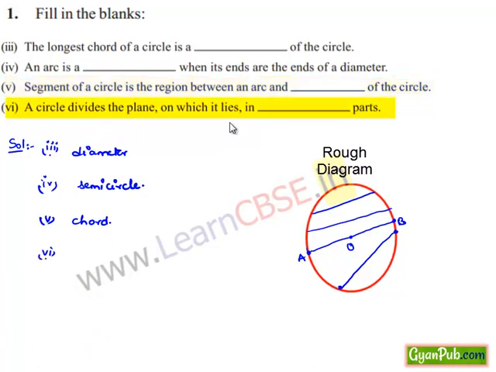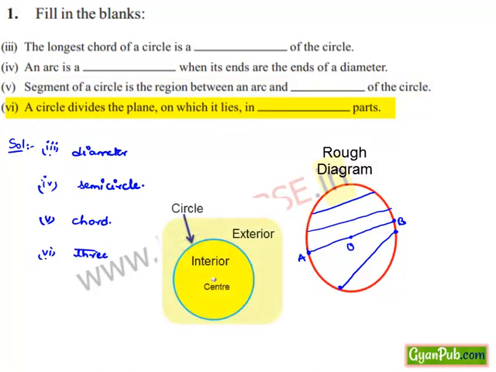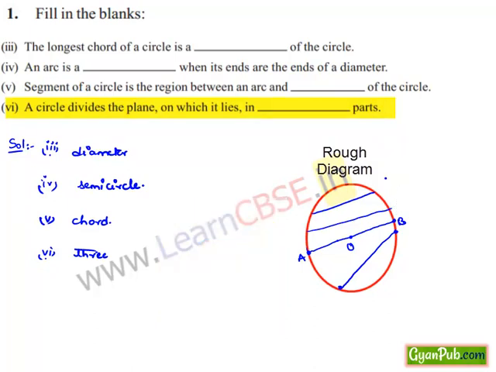A circle divides the plane on which it lies into three equal parts, because if we consider a circle, the points lying about the circle are of three types: one is the interior of the circle, another is the exterior of the circle, and some of the points lie on the circle. Therefore, a circle divides the plane in which it lies into three parts.